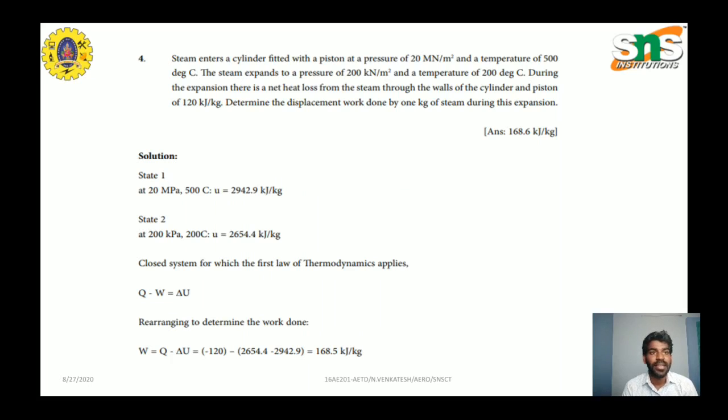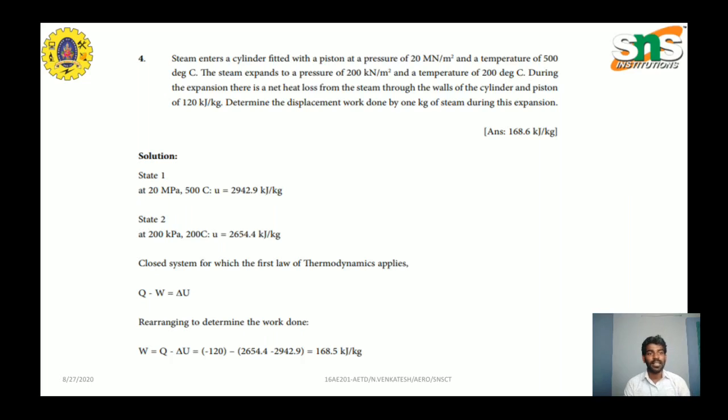Yeah. This problem is slightly different from the first three problems. What is meant? In the first three problems, the values are straightforwardly given: Q, W and del U. Of these three parameters, any two will be given by the problem, and we need to find the third one. But in this problem, it is fully different.